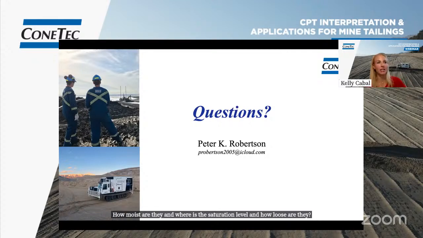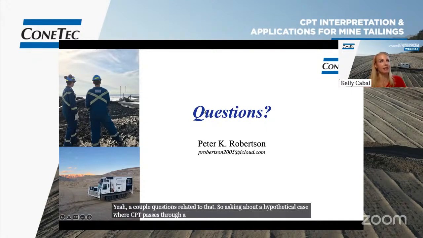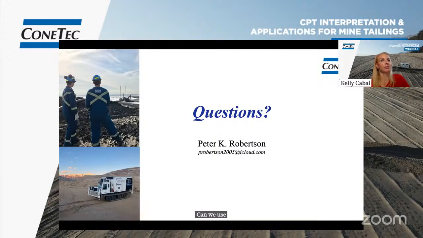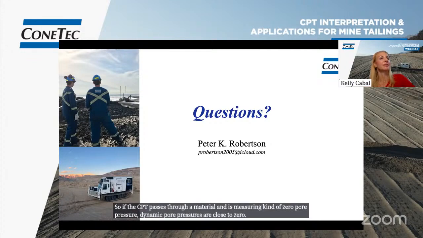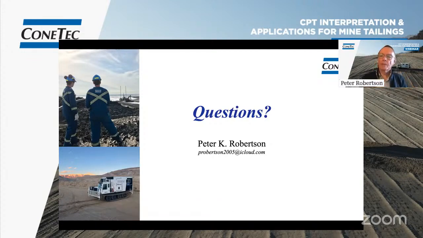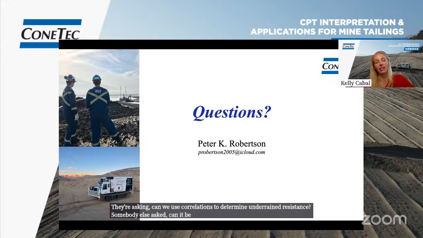Yeah, a couple of questions related to that. So asking about a hypothetical case where the CPT passes through a material that indicates Q close to zero. Can we use correlations to determine undrained resistance, peak and residual? Oh, sorry, say that again? So if the CPT passes through a material and it's measuring kind of zero pore pressure, dynamic pore pressures close to zero, they're asking, can we use correlations to determine undrained resistance? Somebody else asked, can it be interpreted that the soil is not saturated?